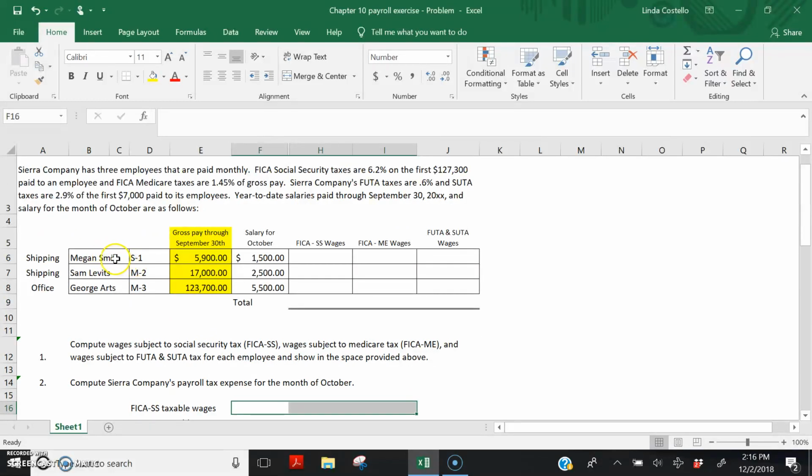Megan Smith. Before October, Megan had already earned $5,900 in gross wages. This is not even close to the FICA Social Security wage base given in this problem of $127,300. Accordingly, all of her $1,500 gross wage for the month of October is subject to Social Security tax. So put $1,500 in the FICA Social Security wages column. There is no limit on wages subject to FICA Medicare tax, so all $1,500 of Megan's October salary is subject to Medicare tax. Put $1,500 in the FICA Medicare wage column.